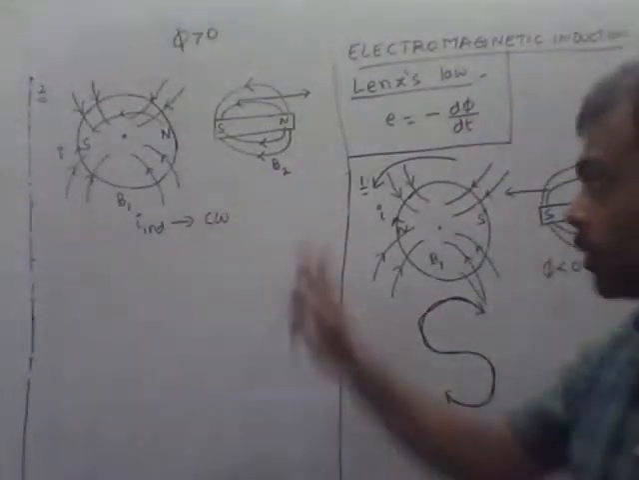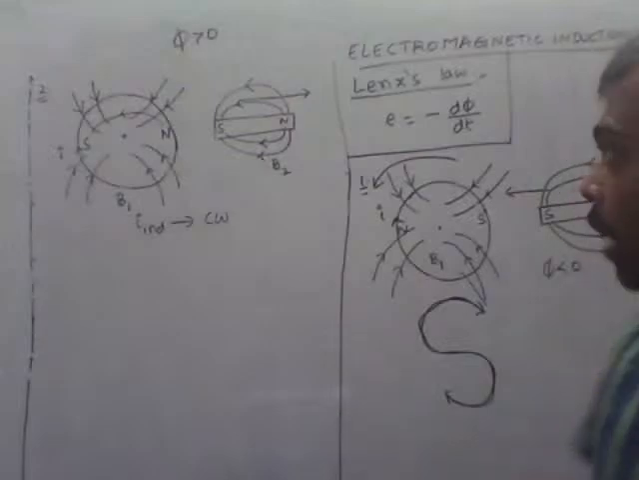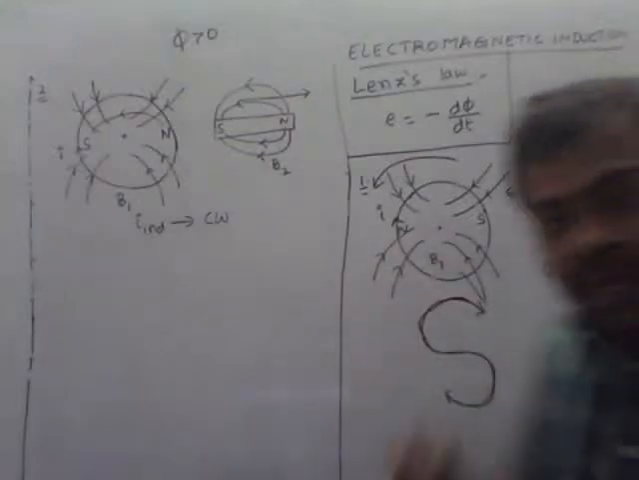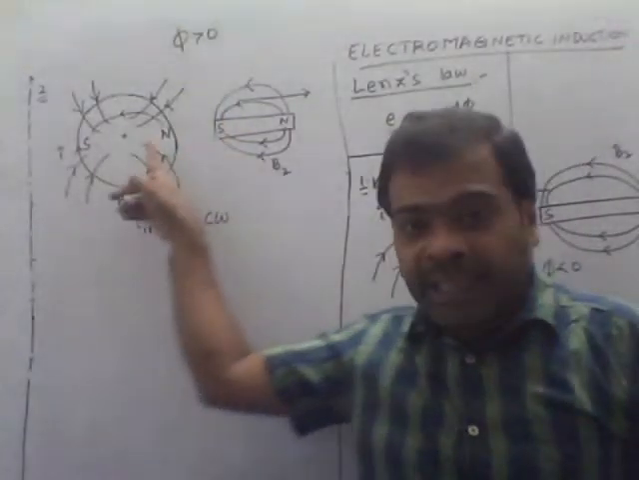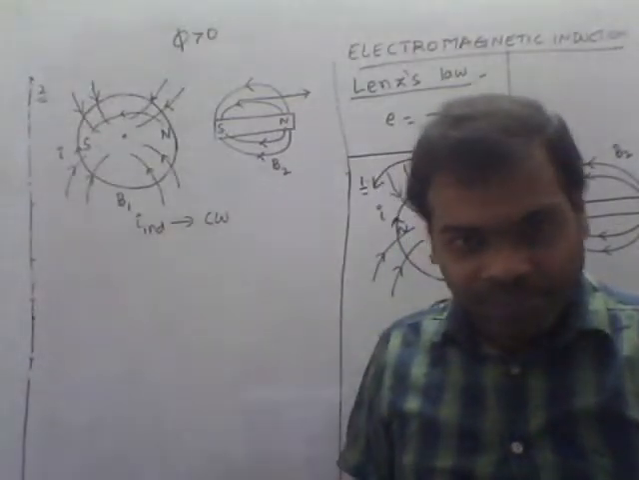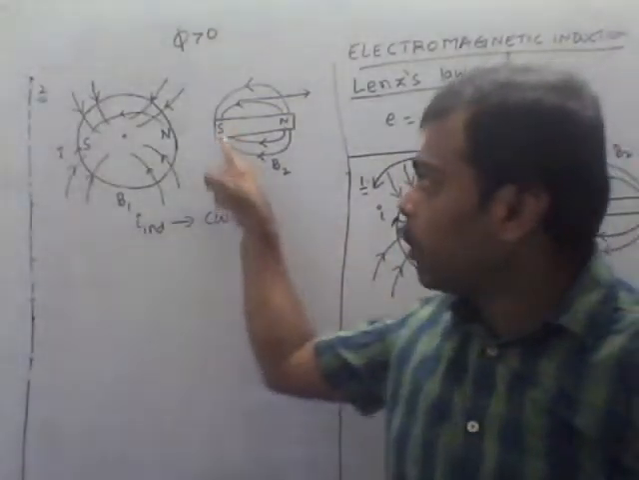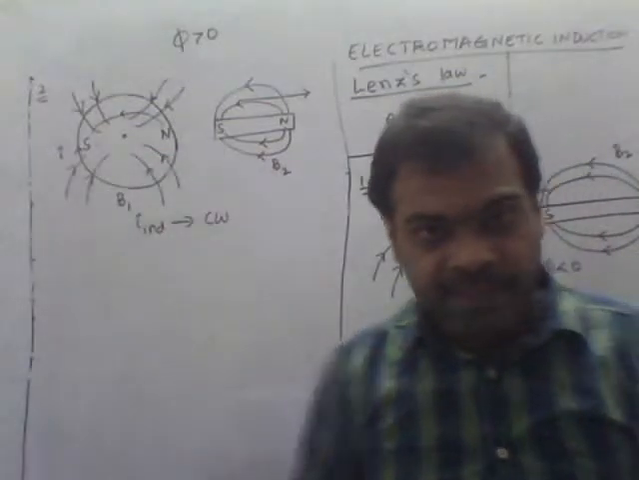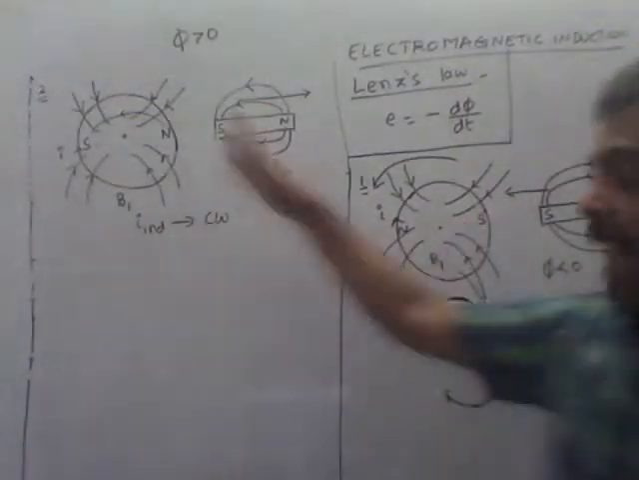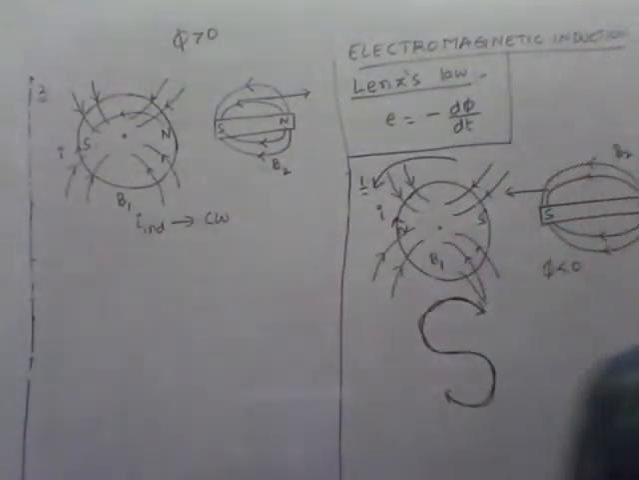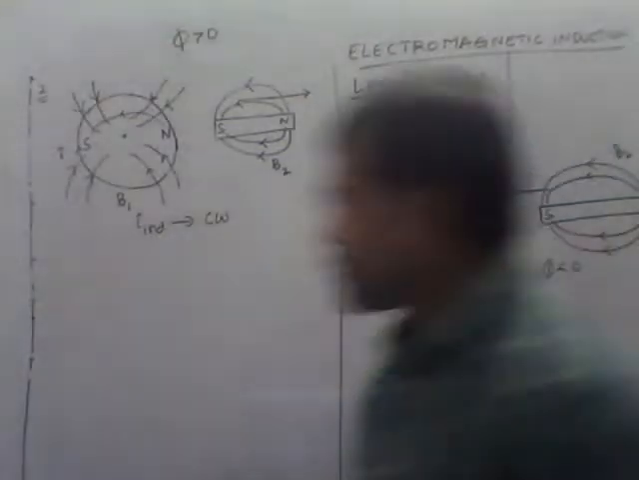Okay, fine. That is the second one. Now see here, I kept the south pole near the coil. Now what I will do is keep the north pole near the coil, same, moving towards the coil and away from the coil.